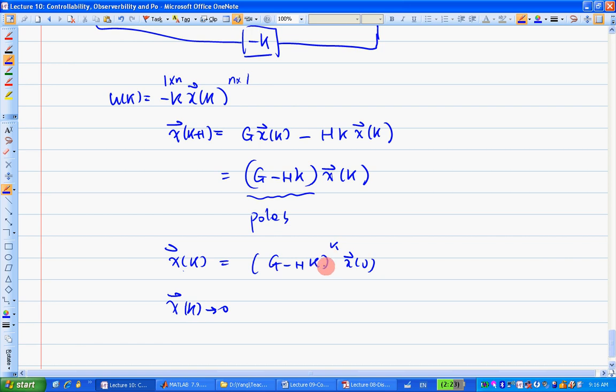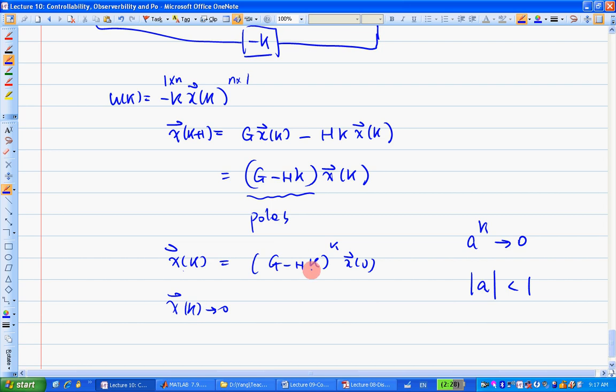Now let's consider the simple case. If this is a scalar, not a matrix, what makes this go to 0 when k is increasing? The scalar value has to be what? What makes a quantity a to the k go to 0? Or what guarantees that this goes to 0? A equal to 0? Consider the general case. The absolute value of a has to be less than 1, right?